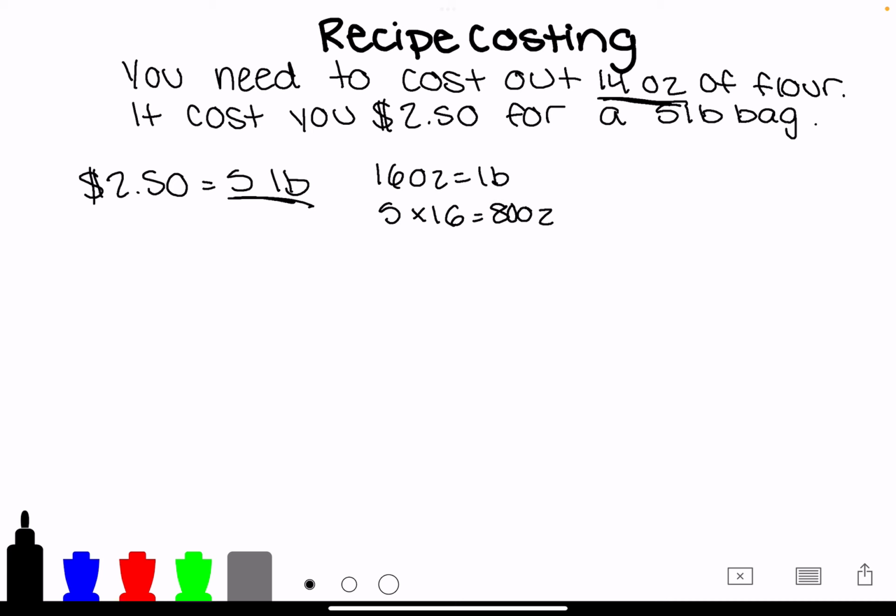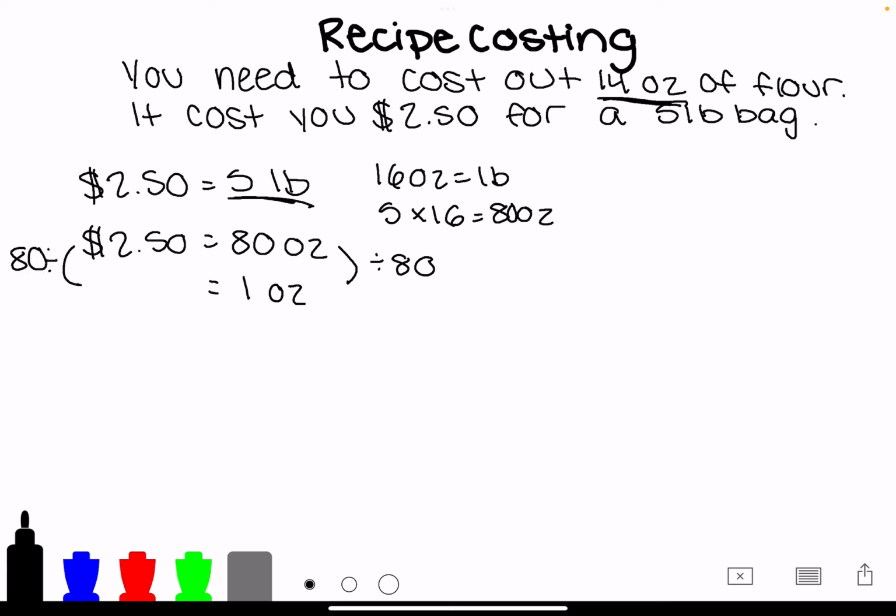So now I know that my $2.50 gives me 80 ounces of flour. So then the next thing that we would do is I want to know how much it is for just 1 ounce of flour. So if I needed just 1 ounce, what I would do to this side is I would just divide that by 80. So we're going to do the same thing on this side. So if I take my $2.50 and divide it by 80, I get, rounded up, it's about 3 cents. So now I know for 1 ounce, it's 3 cents.